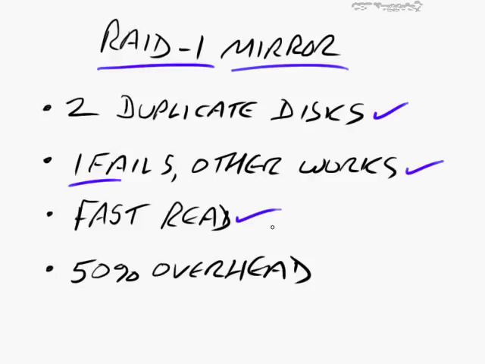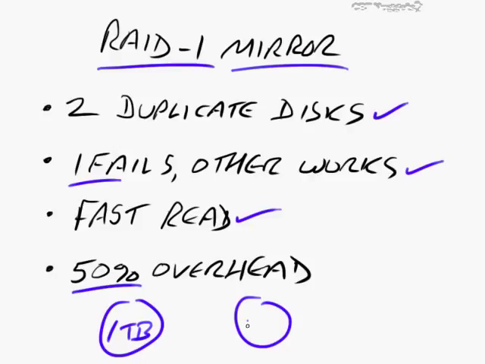Also, this gives you pretty fast read performance because it could potentially read from both disks at once, although the write performance is not any faster. Also, you have to realize that this gives you a 50% overhead. So let's say that I have one 1 terabyte disk here, and then 1 terabyte here. In other situations like spanned disks, I might have 2 terabytes total storage space here.